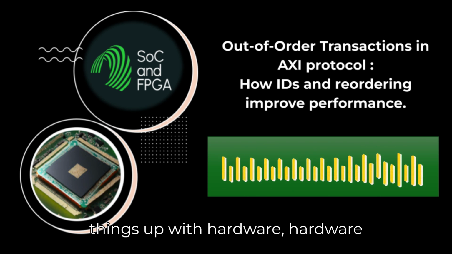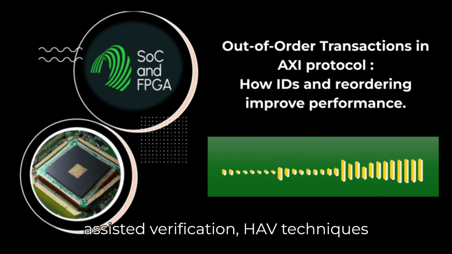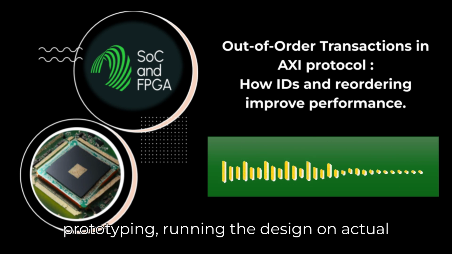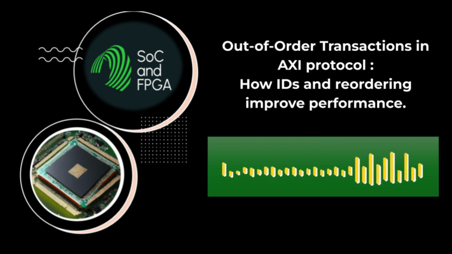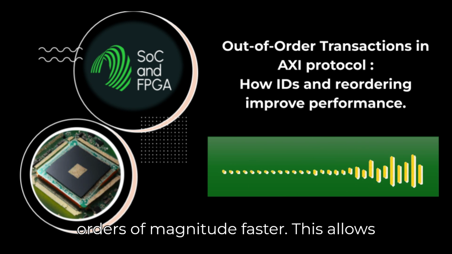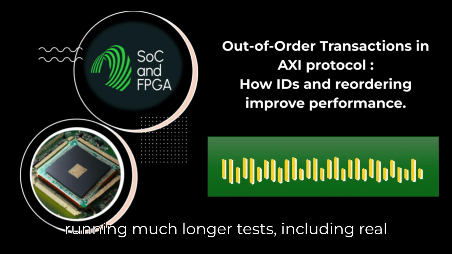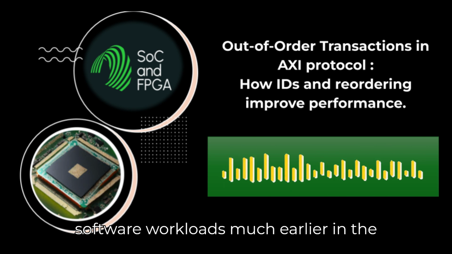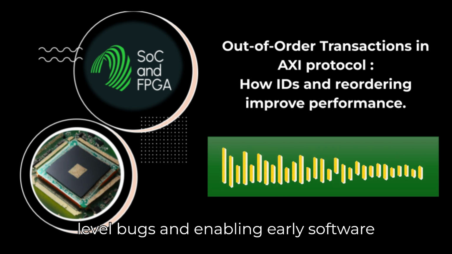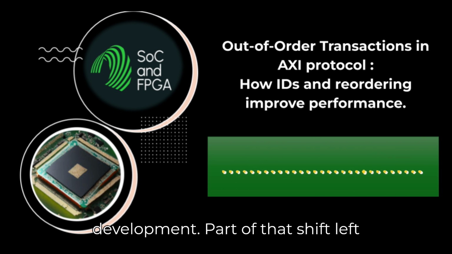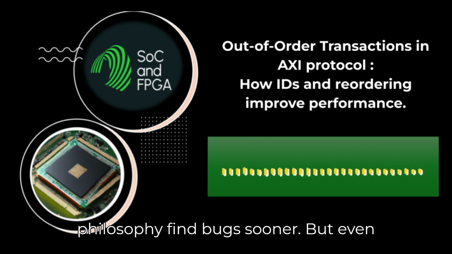And then there's speeding things up with hardware. Hardware-assisted verification, HAV, techniques like hardware emulation or FPGA prototyping. Running the design on actual hardware, much faster than simulation. Orders of magnitude faster. This allows running much longer tests, including real software workloads, much earlier in the design cycle. It's key for finding system-level bugs and enabling early software development. Part of that shift-left philosophy, find bugs sooner.